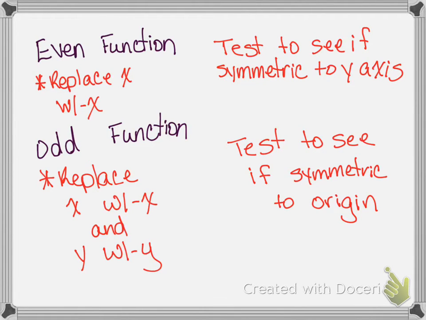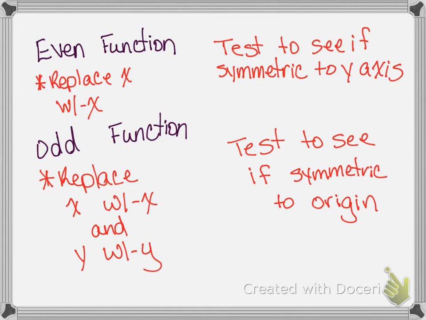Then we also had to determine if something was symmetric to the y-axis. And the way that we determined that is we took x out and we put negative x in. Then we looked at symmetric to the origin. And the way we tested algebraically if something was symmetric to the origin, we replaced x with negative x and y with negative y. So we did both of those. Now, we are just going to give that a new name.